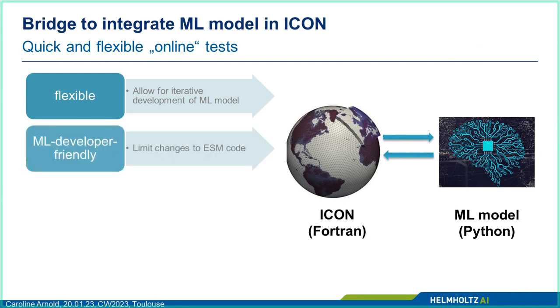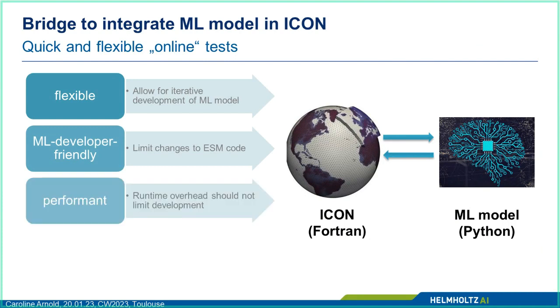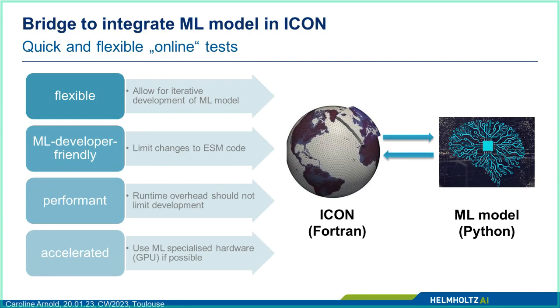We're also looking for a solution that is friendly to machine learning developers. So as few changes as possible to the Earth system model code, just because there are few people who can do both machine learning engineering and Fortran. It should be performant, of course, so we should still be able to run our experiments. We do not expect to run this bridge in a high resolution run at the moment, but you should be able to do small experiments without waiting forever. And if possible, we should use hardware that is specialized for machine learning, so GPUs.